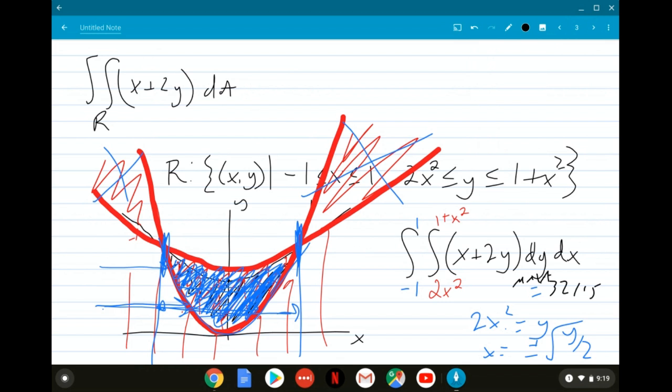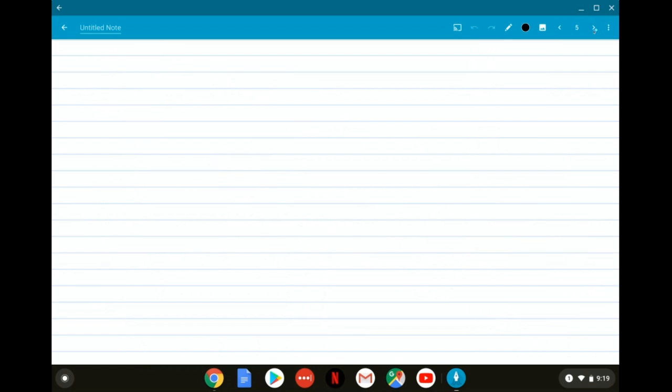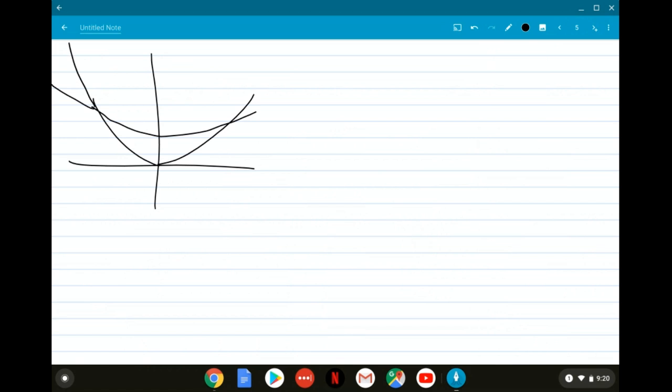Okay, so now we can try to switch the variable up. Let's say we want to do the same thing, but instead of doing it with respect to y first, we'll do it with respect to x first. So let me redraw that picture real quick. This is 1 plus x squared equals y, and this one is 2x squared equals y. This region in between. Let's say we wanted to try to set it up with respect to x first.